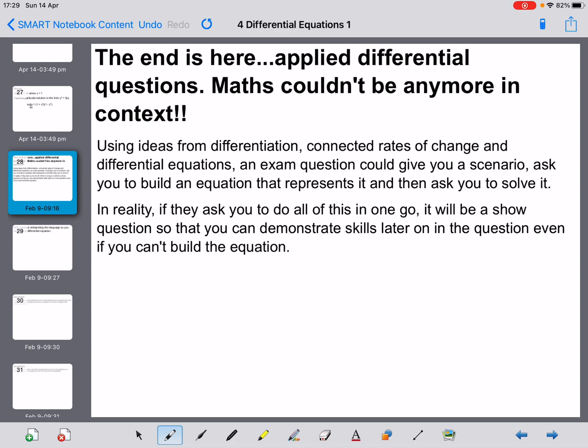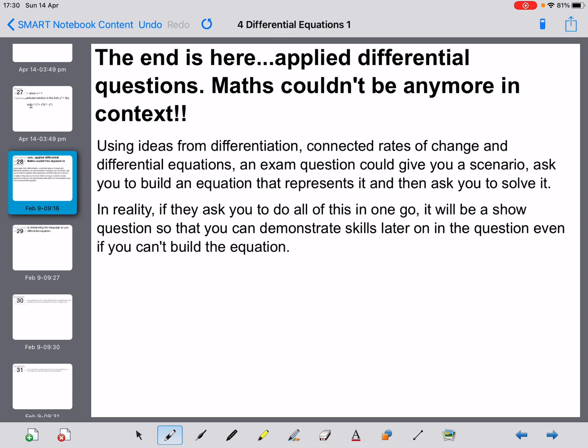In some questions, you will be given the differential equation, and it'll just be in some sort of context. Sometimes you might need to form the differential equation from the context, and that generally tends to be the tricky part. Although in reality, if you have to form the differential equation, it will be a show question. That's often the hardest part of the whole question.